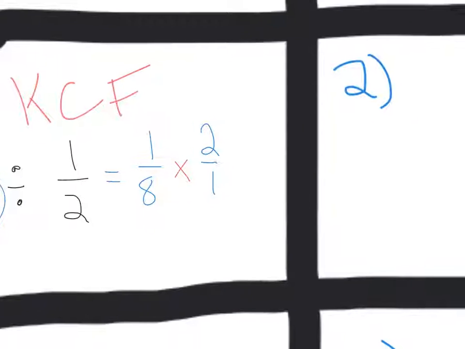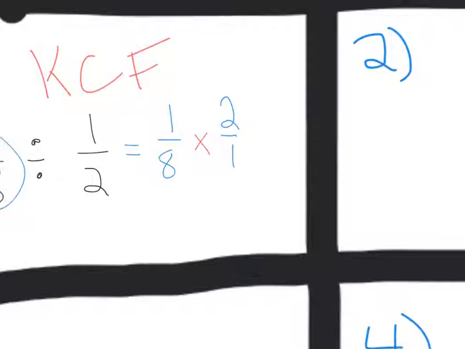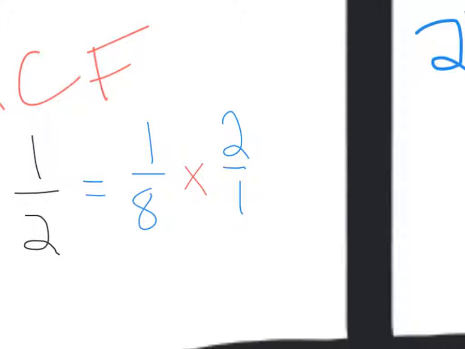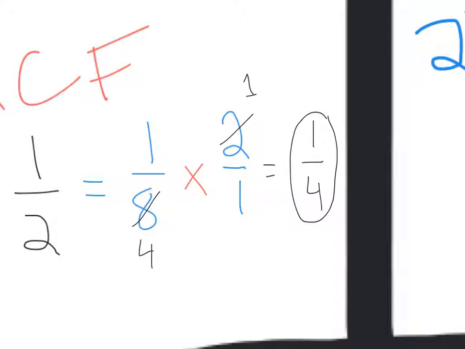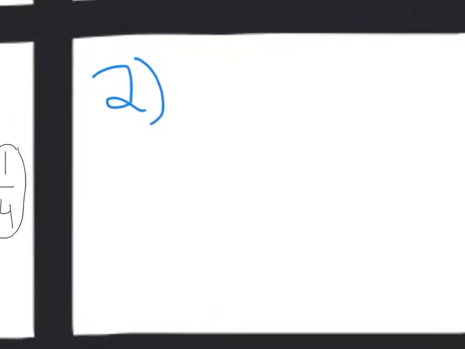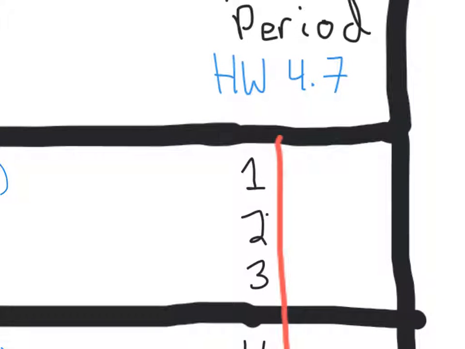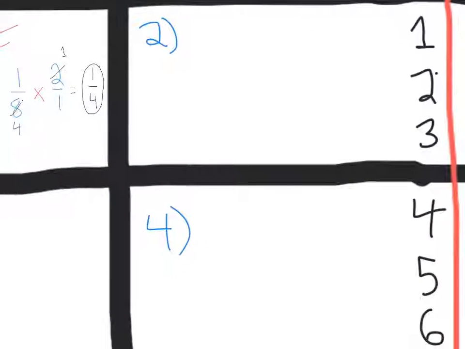In this example, we can actually cross cancel, which is nice. It's going to make it super easy for us. So the 2 can cross with itself. 2 divided by 2 gets a 1, and then you can also divide 8 by 2, and that will get you 4. Multiply straight across, and you get 1 over 4, which is your answer for number 1. And I'm going to go ahead and put that in my answer column. Okay, let's go ahead and jump to number 3.